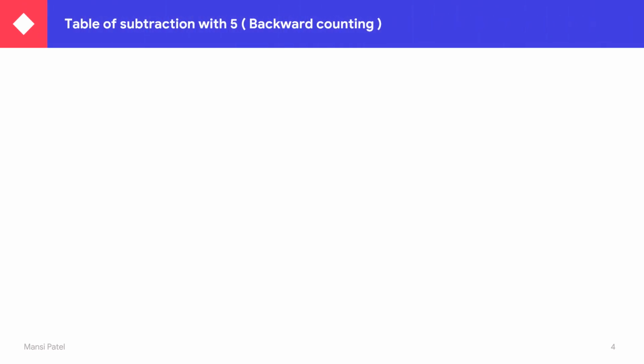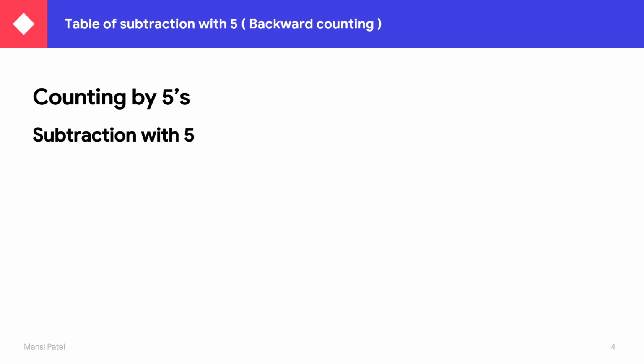Now another table, subtraction with 5. Counting by 5s means from each and every number we have to subtract 5. So we can say subtraction with 5. See, your first number is 14. If we are taking 5 from 14, the remaining is 9. Again, next number is 13 minus 5 is equal to 8.